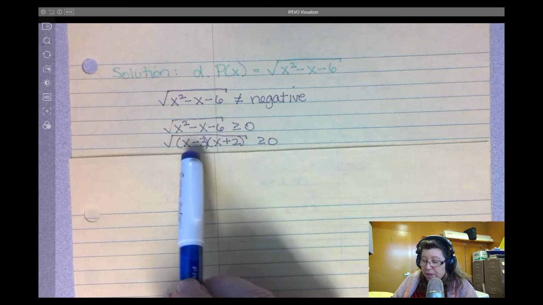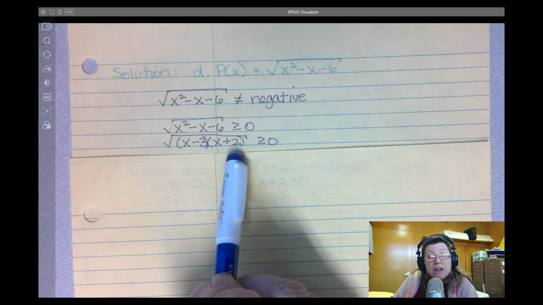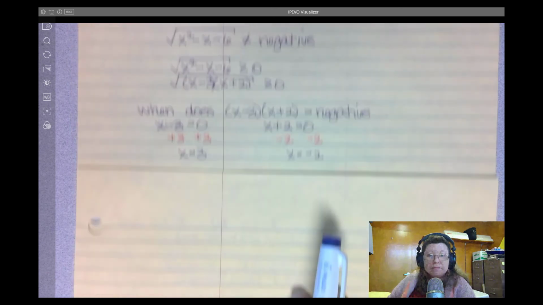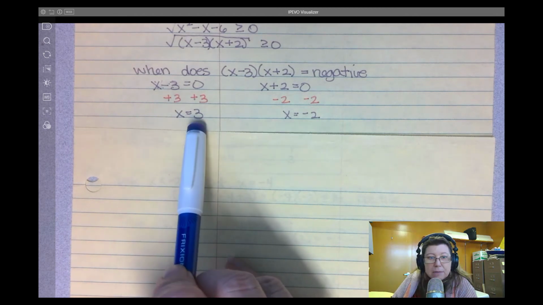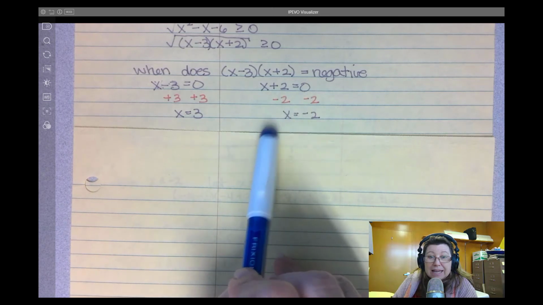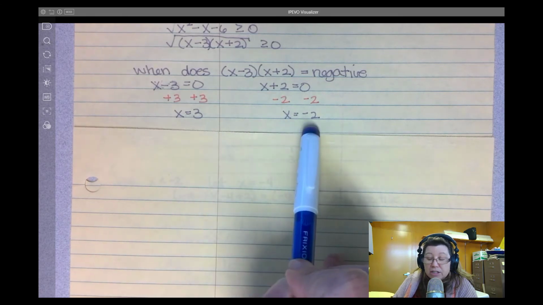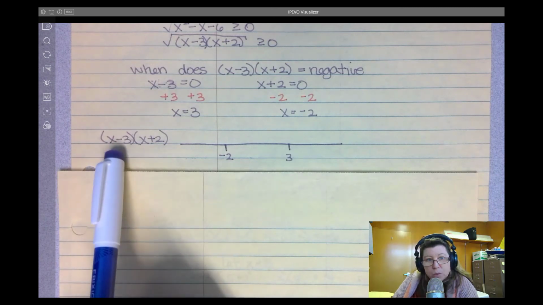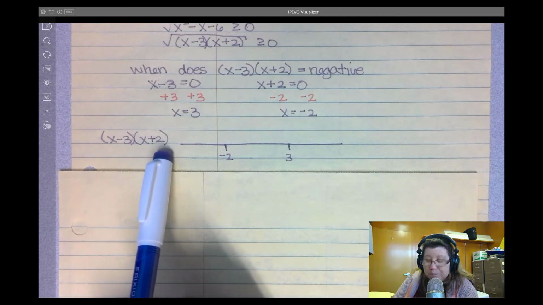To do that, first I'm going to solve x minus 3 equals 0 and x plus 2 equals 0, and find what are called critical values. x minus 3 equals 0 gives x equals 3. My other critical value, x plus 2 equals 0, gives x equals negative 2. So my critical values are 3 and negative 2. If I put that on a number line, I'm looking for all those instances where x minus 3 times x plus 2 gives me a positive value.